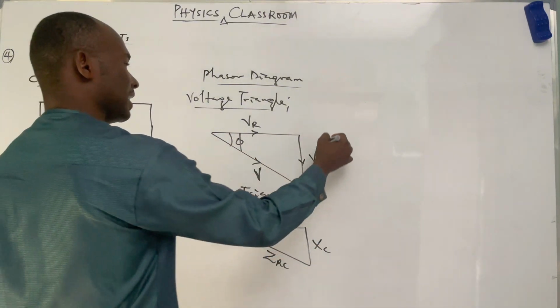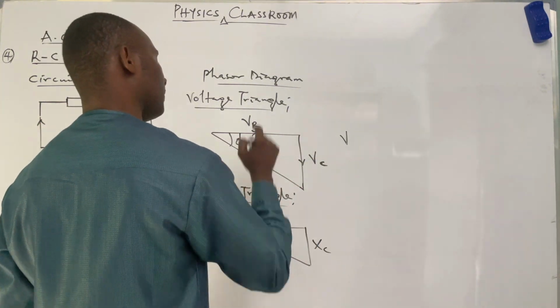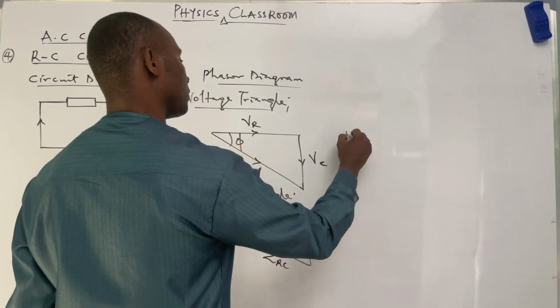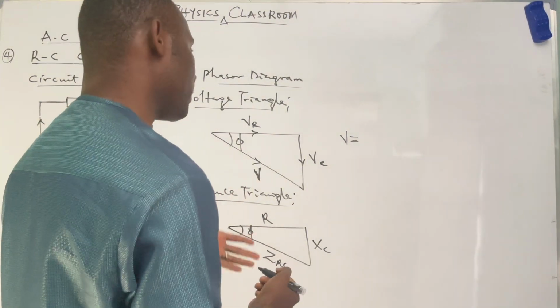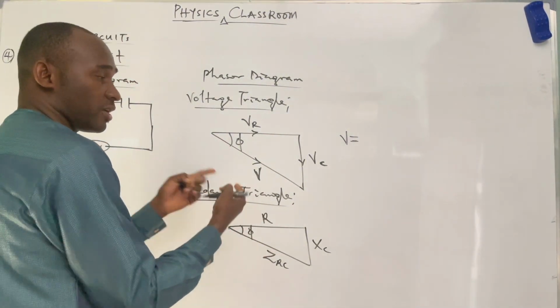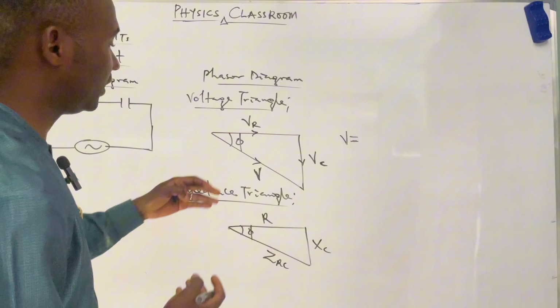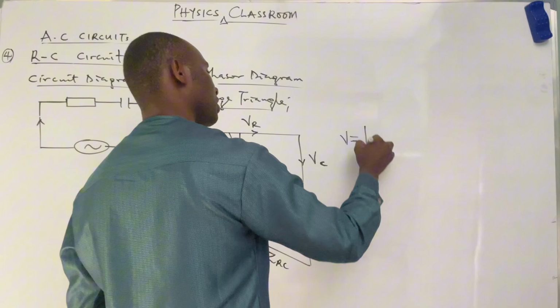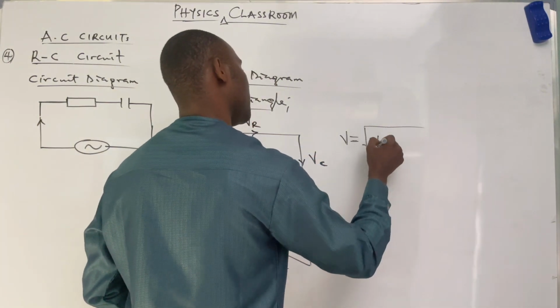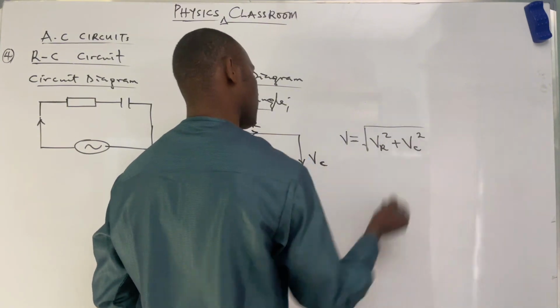So for the first one, we can easily deduce that the effective voltage will be equal to... we have a right angle triangle here, so we should put Pythagoras theorem in mind. Pythagoras theorem says that the square of the hypotenuse is equal to the sum of the squares of the two other sides, which can be VR squared plus VC squared.